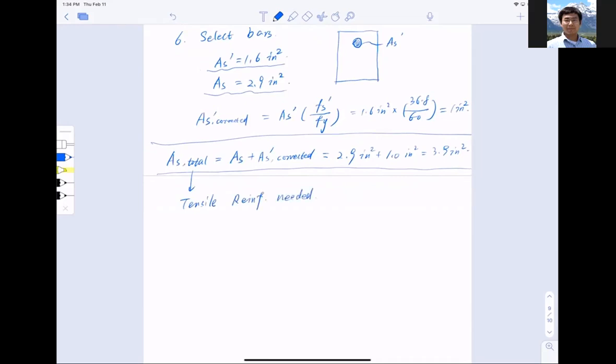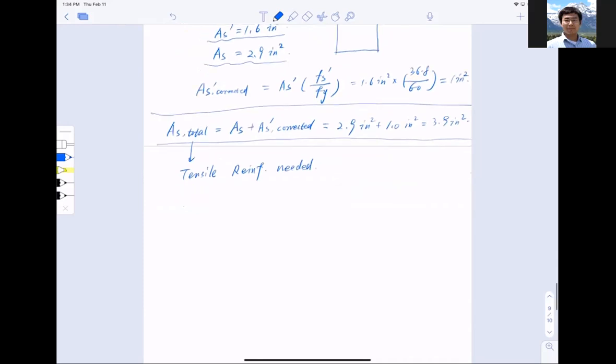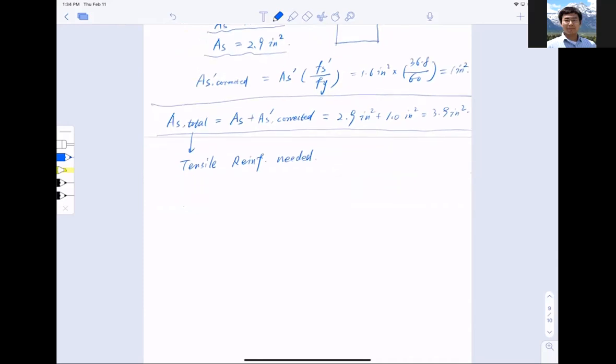If you couldn't understand this, that's fine. Work through it for now. Remember it, and we can explain this in detail later. But the procedure goes, this is the tensile reinforcement. And now the compressive reinforcement stays AS prime equal to 1.6 inch squared. I did not change a hair.